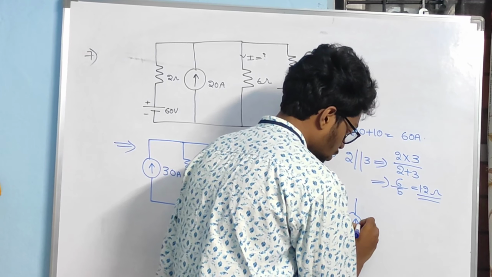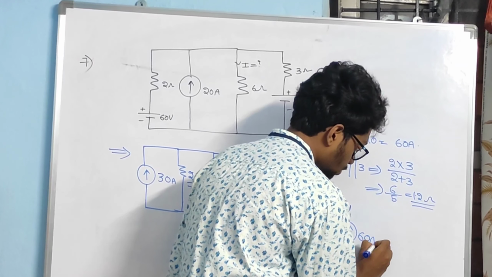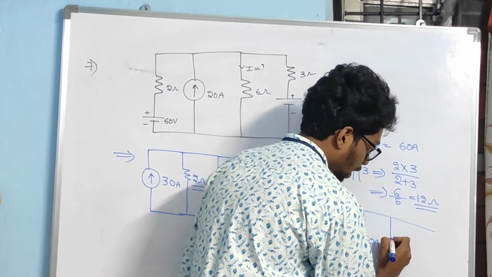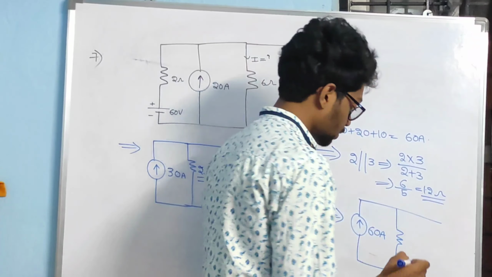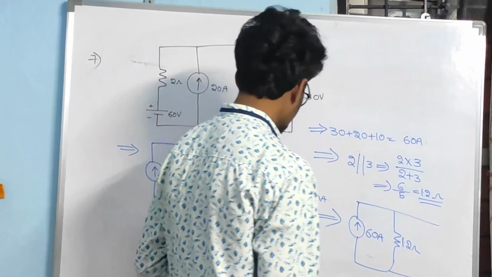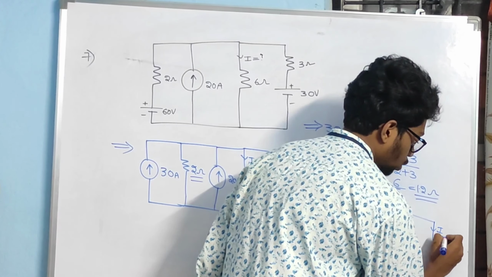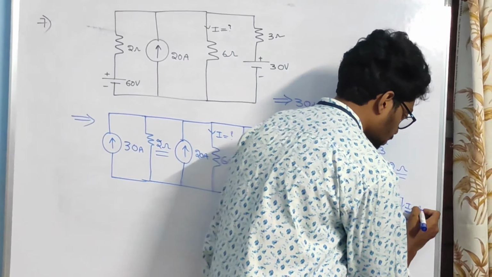After getting the currents, we can reduce this circuit to like this. A current source of 60 amperes in parallel with 1.2 ohms in parallel with the load resistance, that is 6 ohms. We have to find the current I. We have to find this branch current, that is the current through the 6 ohm resistance.